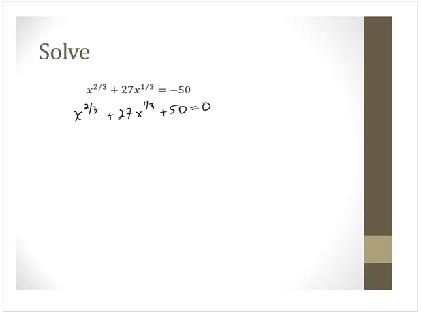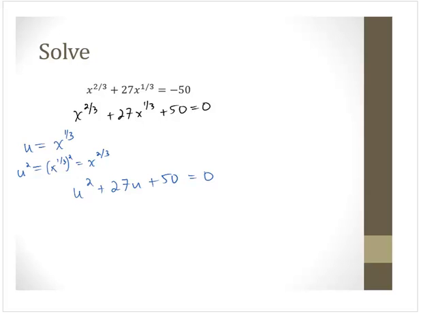Now, I'm going to make a substitution. Notice this sort of looks quadratic, except it's got those fractional exponents. So if I make this substitution, u equals x to the 1/3, then notice that u squared would be x to the 1/3 squared, and power to a power, multiplying the exponents, that's x to the 2/3. And so if I make the substitution u equals x to the 1/3, then I can rewrite the equation as u squared plus 27u plus 50 is 0.